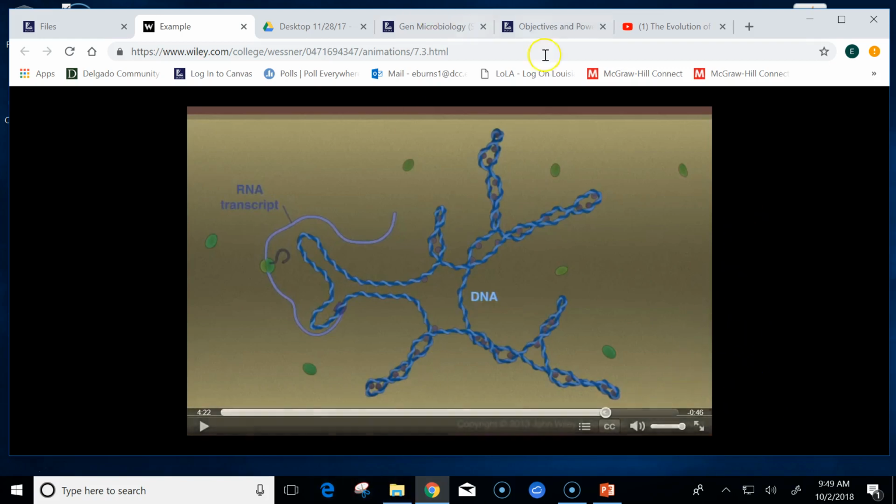We do a whole lot more in eukaryotes. Eukaryotes are more complicated. We don't have a single chromosome either, right? We have multiple linear chromosomes usually.